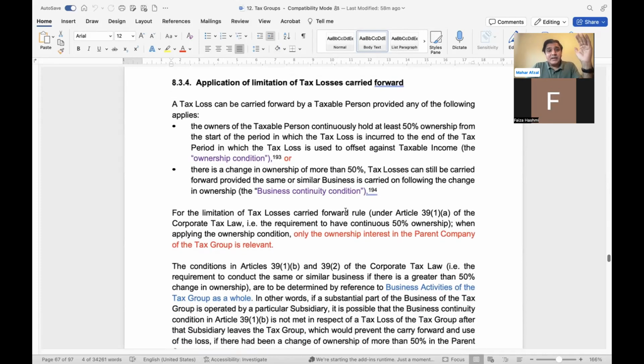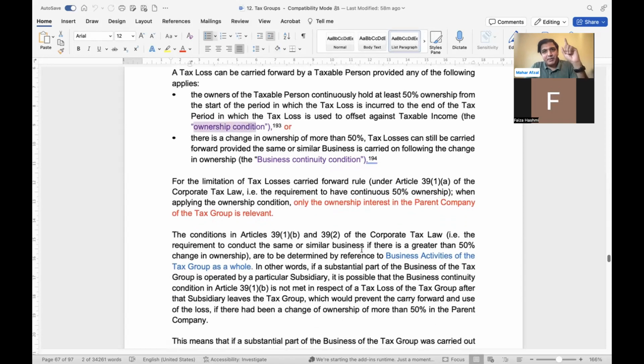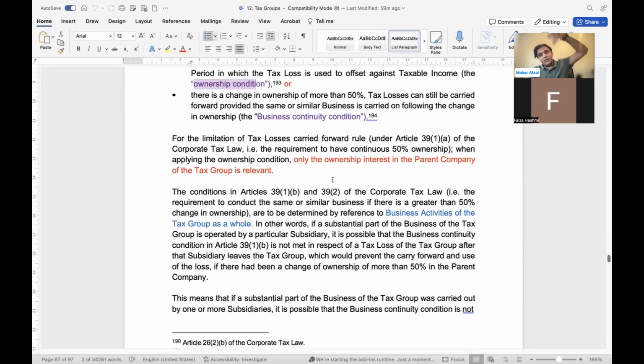Now this condition is basically important. This ownership condition, as the law says and is given in the guide, looks only at the interest up to the parent company. Because there will be one parent company, and under the parent company there will be different subsidiaries, and each subsidiary's ownership is more than 95%. That's why they are part of the tax group. So this 50% change of ownership is applicable to the parent company, because if there is a change in ownership, they will go out of the group. This 50% change should be applied at the parent company. It has been given here. You can go through this.